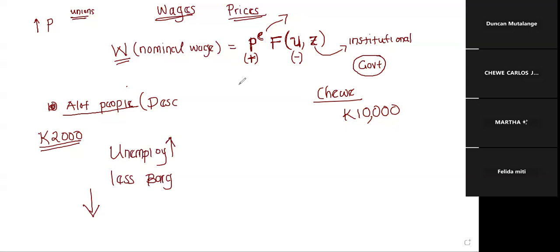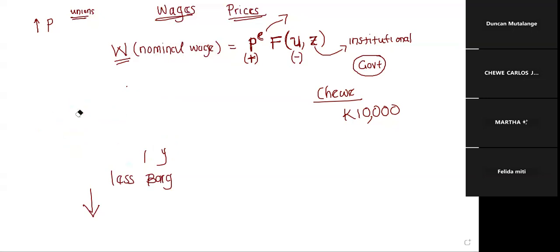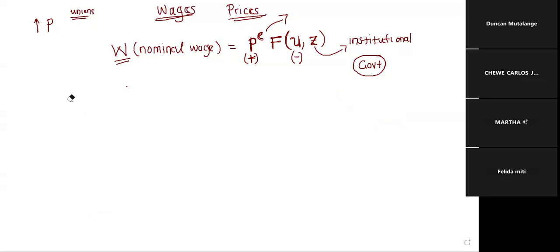Yes, Cheryl. What is the government known for when it comes to wages? What do they normally set up? The minimum wage laws. So when the government sets up a minimum wage, it always advocates for higher wages, isn't it?